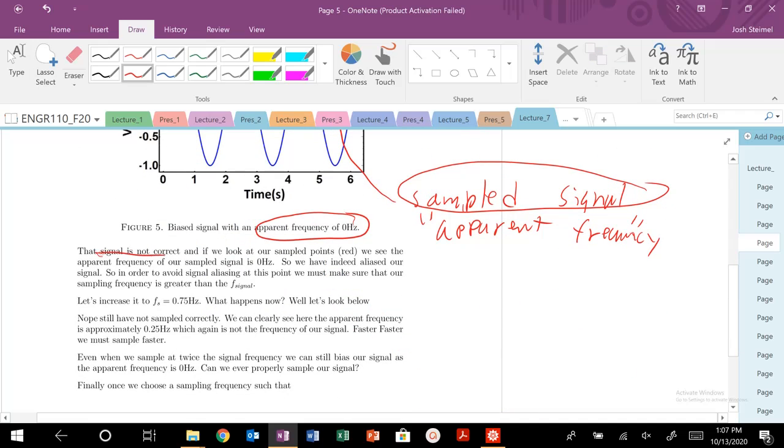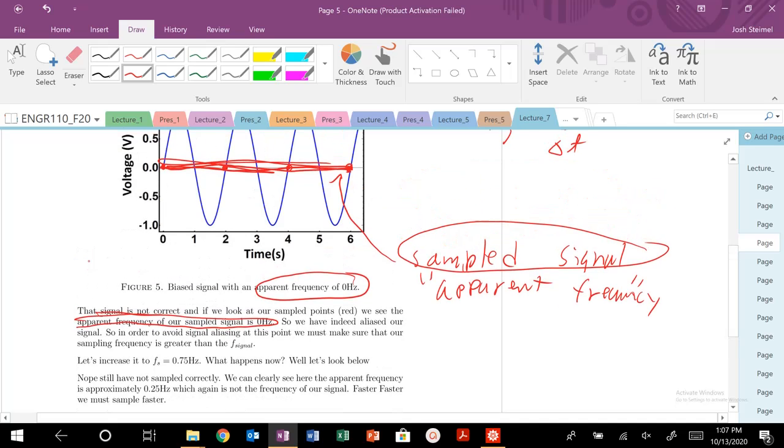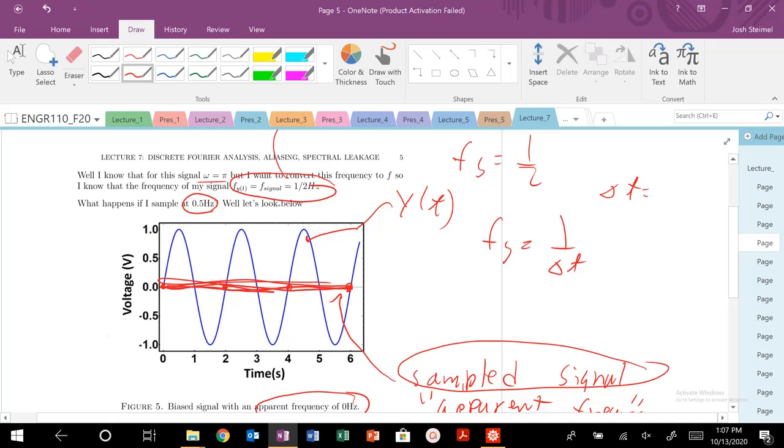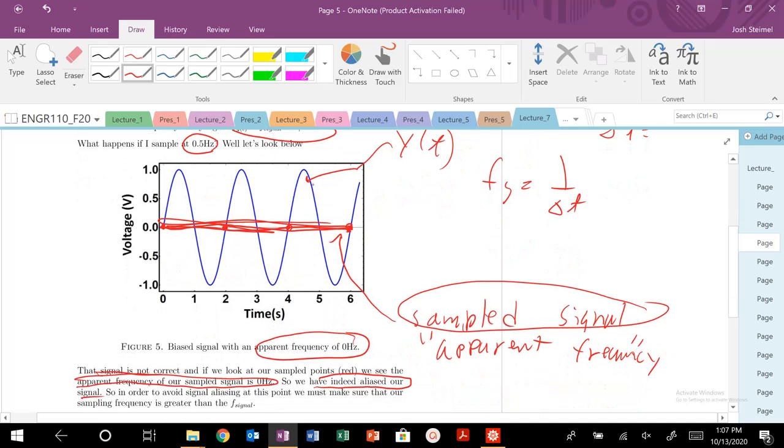So this is not correct. We have an apparent frequency of 0 hertz. So again, we have indeed aliased our signal. Our original signal of interest has a frequency of 0.5 hertz. Here we can clearly see that if my f_s is equal to the maximum frequency of my signal, then I'm going to get aliased. So I cannot sample at the maximum frequency of our signal.